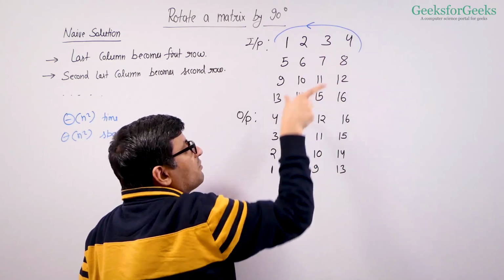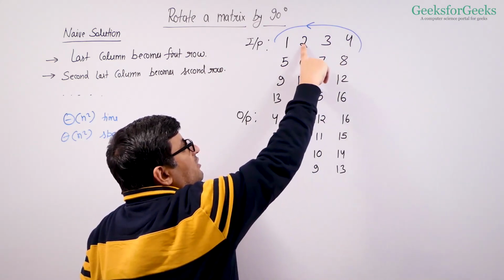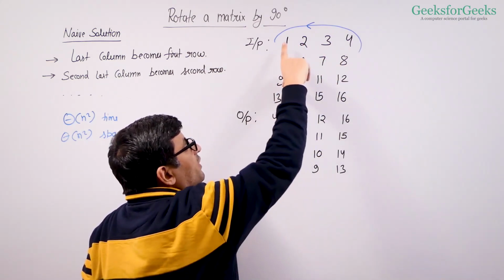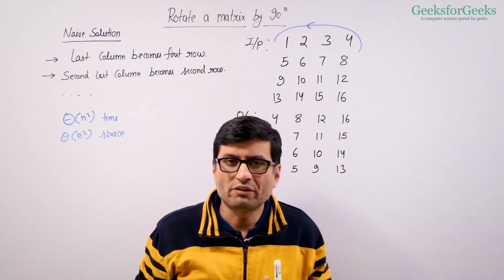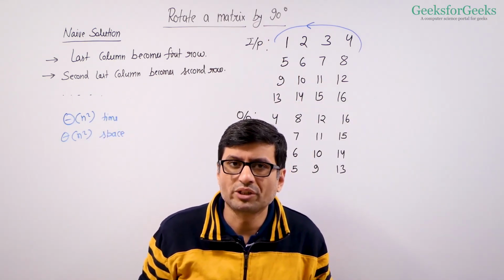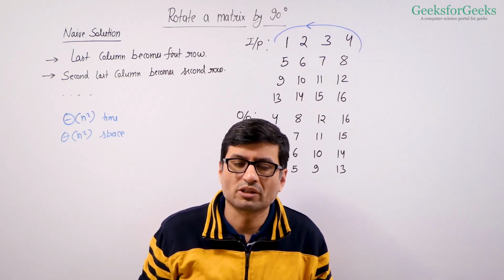Second last column becomes the second row. Third last column becomes the third row. First column becomes the last row. So we have an idea now. Now please pause this video and try to implement this naive algorithm.